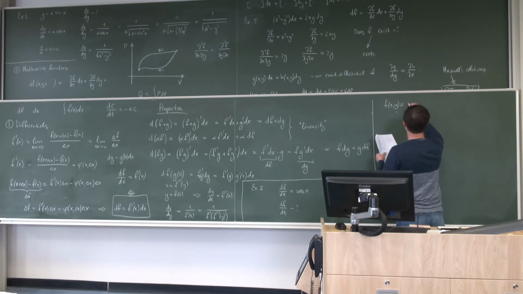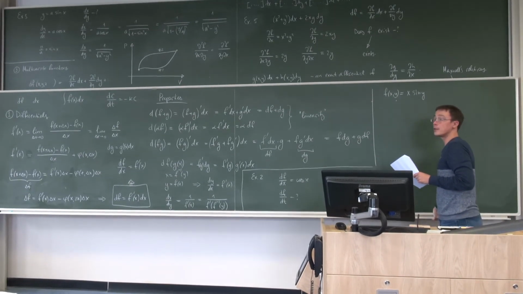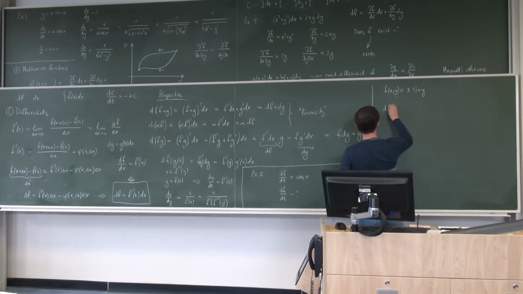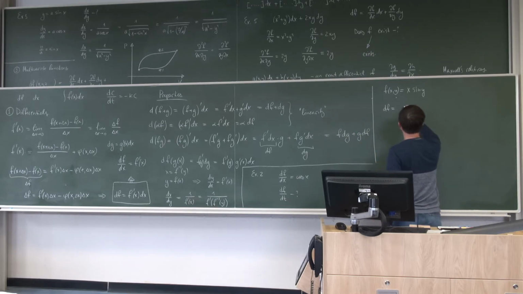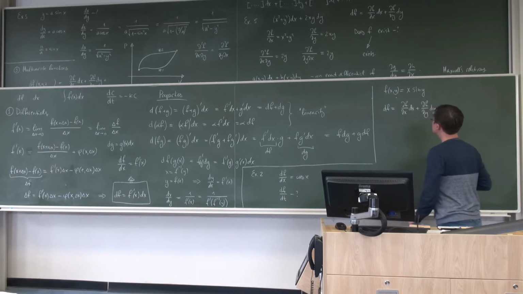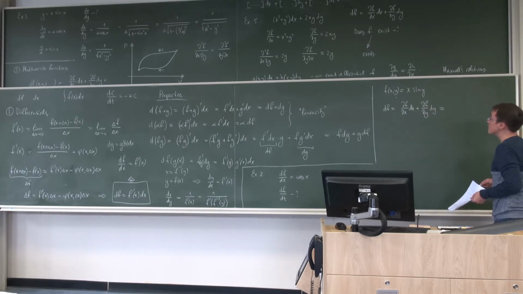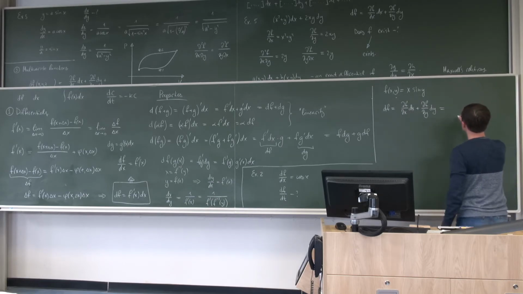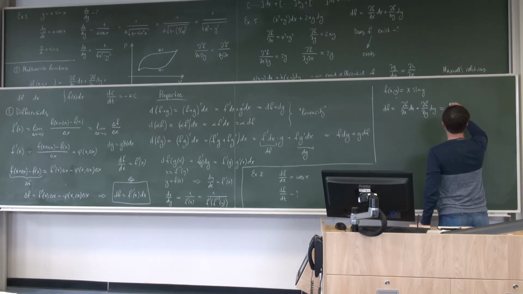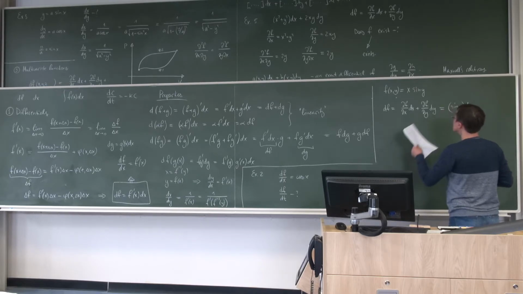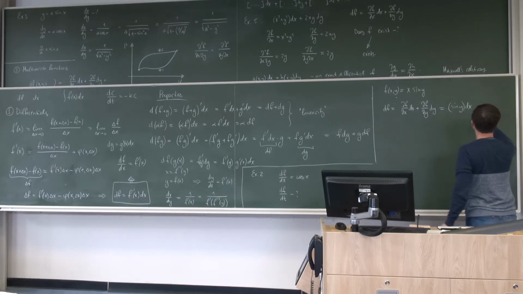So f(x,y) will be x sine y. And then our differential for this, df, as the definition somewhere there suggests, is df by dx dx plus df by dy dy. And the only thing we need to do is just to calculate those partial derivatives. df by dx is just sine y. df by dy is x cos y.